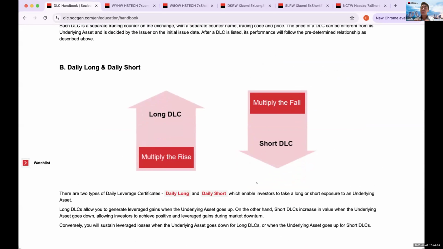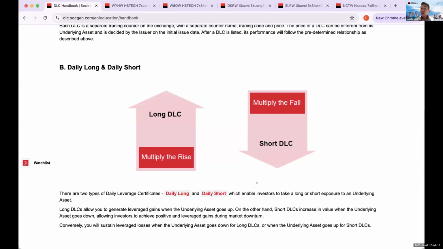All right, so no matter what, you always initiate a position with a buy trade. You either buy the long DLC to profit when the underlying rises, or buy the short DLC to profit when the underlying corrects. So there are two types of DLCs, long or short, for you to navigate the market. All right, so markets are becoming increasingly volatile these days, especially this Monday.